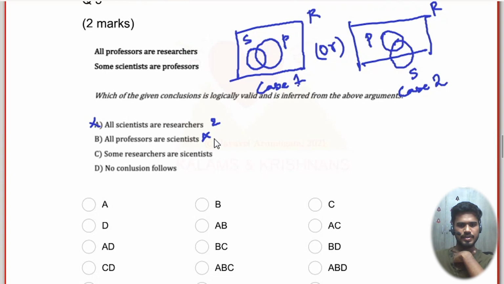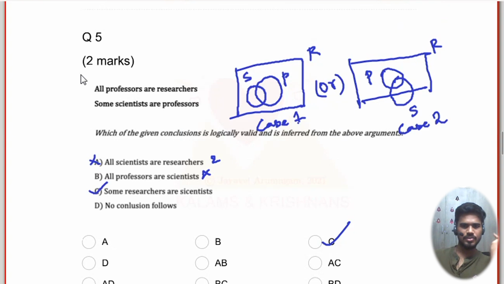Notice in case 1, some researchers are scientists. In case 2, some researchers are scientists. So this is good in all cases. No conclusion follows? No, we can conclude this, so this is option C. This kind of question is getting very recurrent. A Venn diagram is the way to go, but notice again, list all the cases in the Venn diagrams. Any statement should satisfy not just one case, it should satisfy all if it is correct.